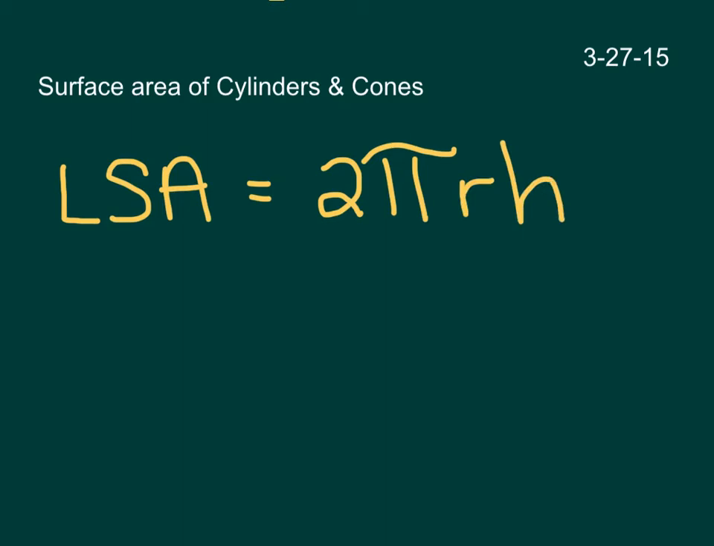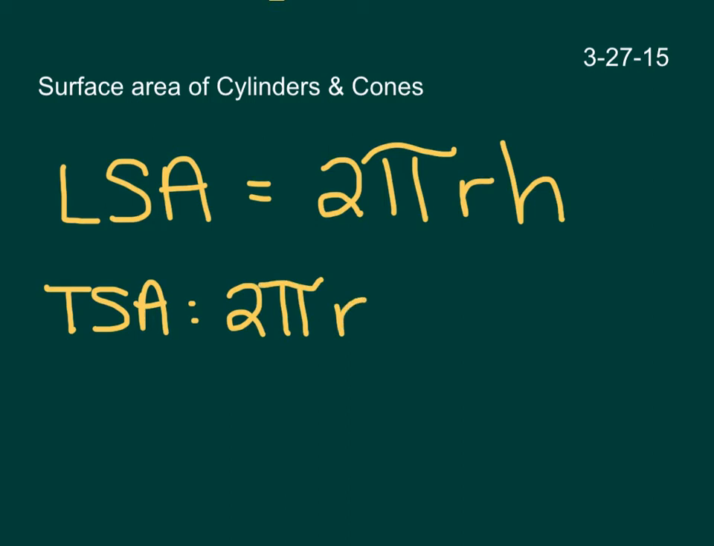The second that we'll look at will include the area of the bases, so this will be our total surface area, which is 2 pi r h plus 2 pi r squared.